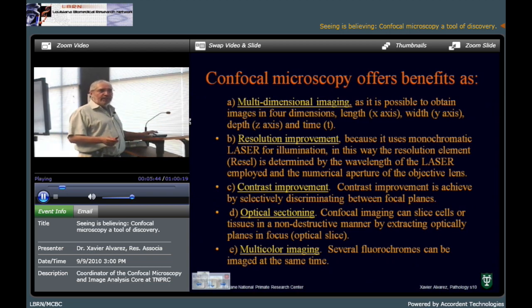The resolution improvement is because we throw away all the light that is not perfectly resolved with the piece of equipment that we use. The contrast improvement is because we discriminate between the focal planes. That is the basic. I will touch that later on. And we do optical sectioning. If you understand what optical sectioning is, then you know exactly what the confocal microscope is doing, and I will try to explain. Okay.